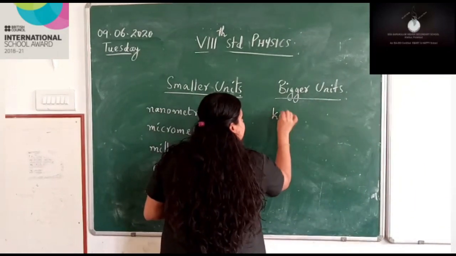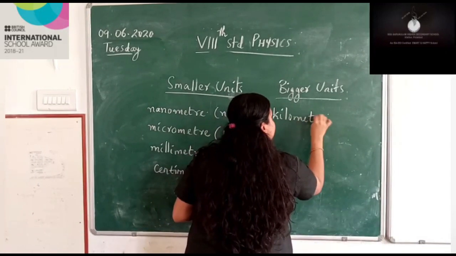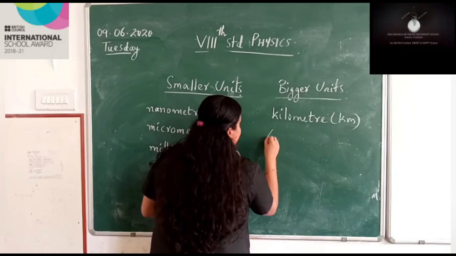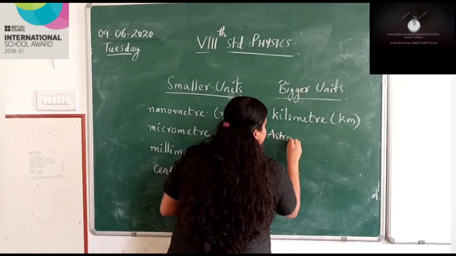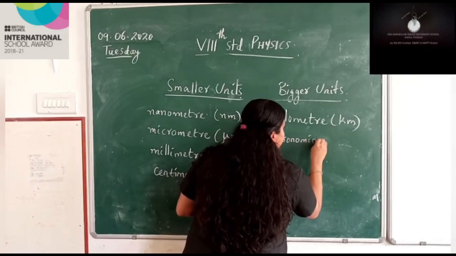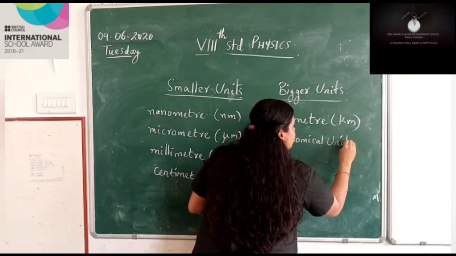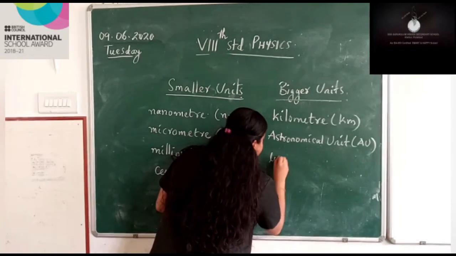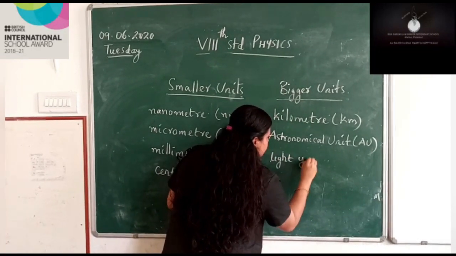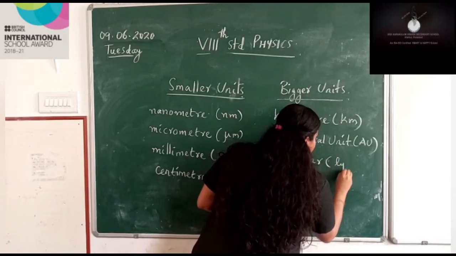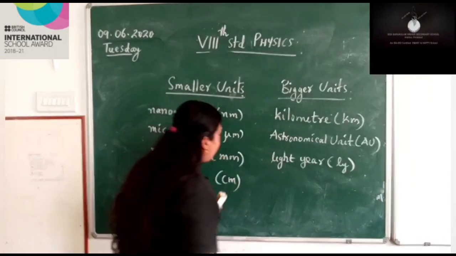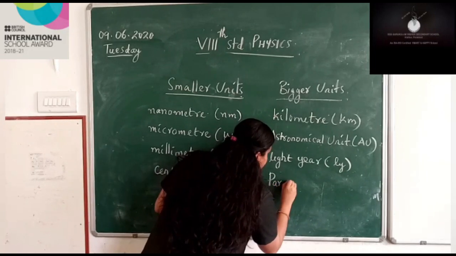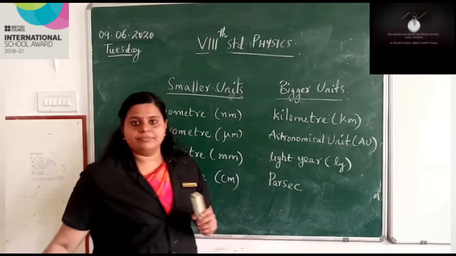Yes, kilometer, represented by km. Then astronomical unit, light year, represented by ly. And finally, the biggest unit of length, that is parsec. Is it clear?